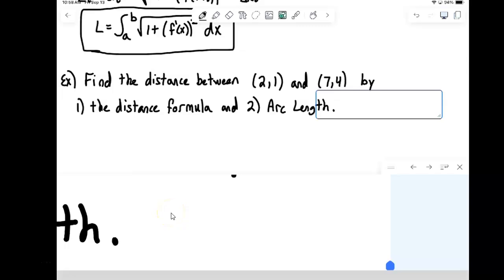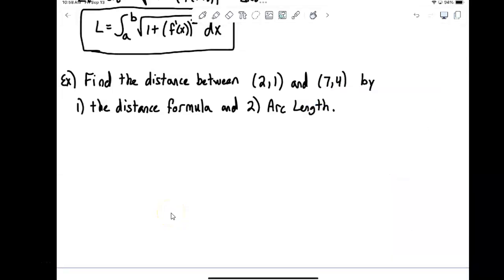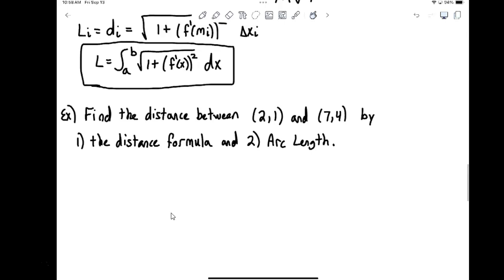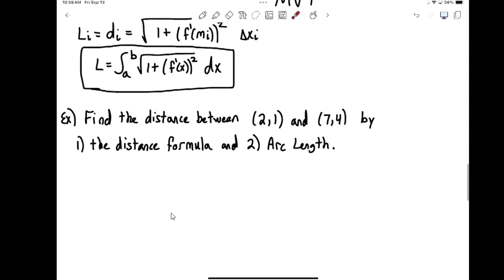Okay, so we've just developed our formula for arc length, as we discussed in the last video. Arc length, again, is the integral between your two endpoints of the curve of the square root of 1 plus the derivative squared. Okay. So in our problem here, we want to find the distance between these 2 points, (2, 1) and (7, 4), by using the distance formula, and then secondly by using arc length.